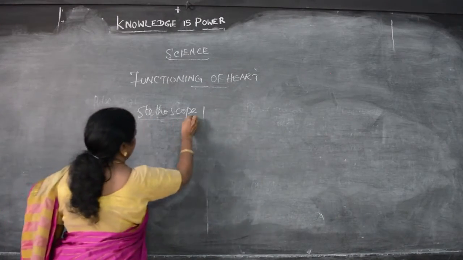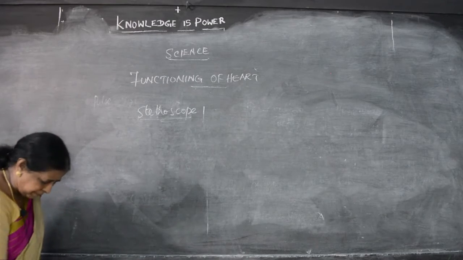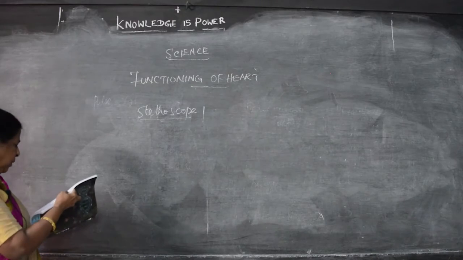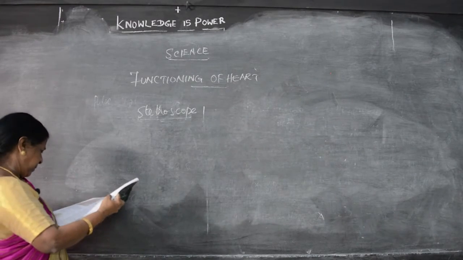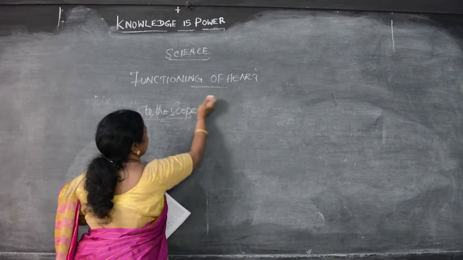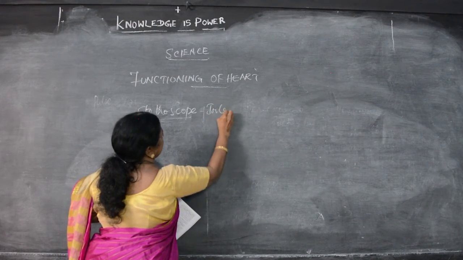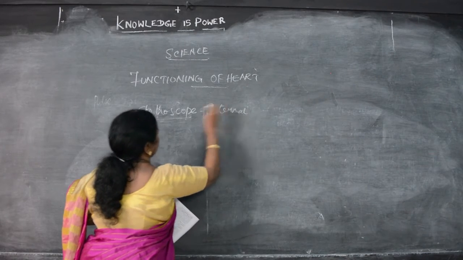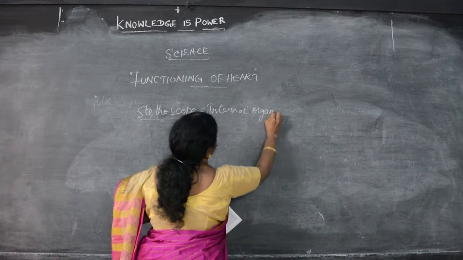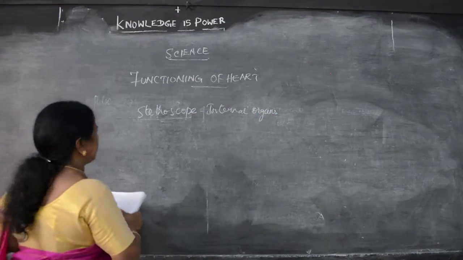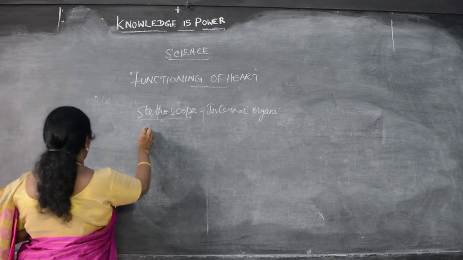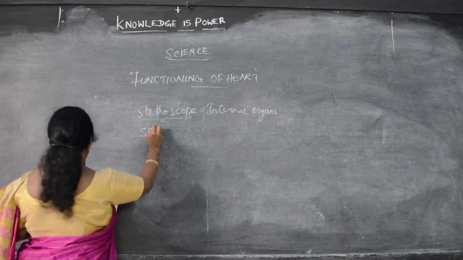We are all familiar with the stethoscope because everybody goes to the doctor. Stethoscope is an instrument to find out the pulse rate as well as the functioning of the internal organs. Not only pulse rate, even internal organs. How they work, we can find out by using a stethoscope. The function of internal organs is predicted by the stethoscope. Next one is the sphygmomanometer. Stethoscope you have seen already.